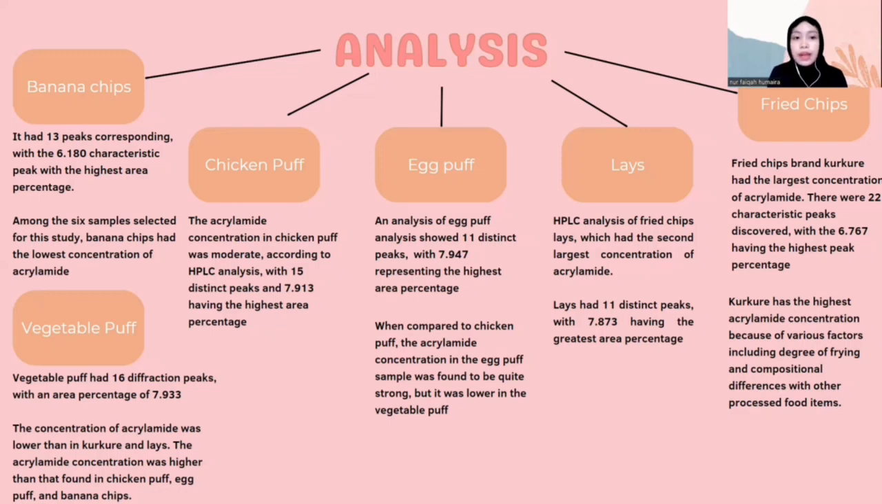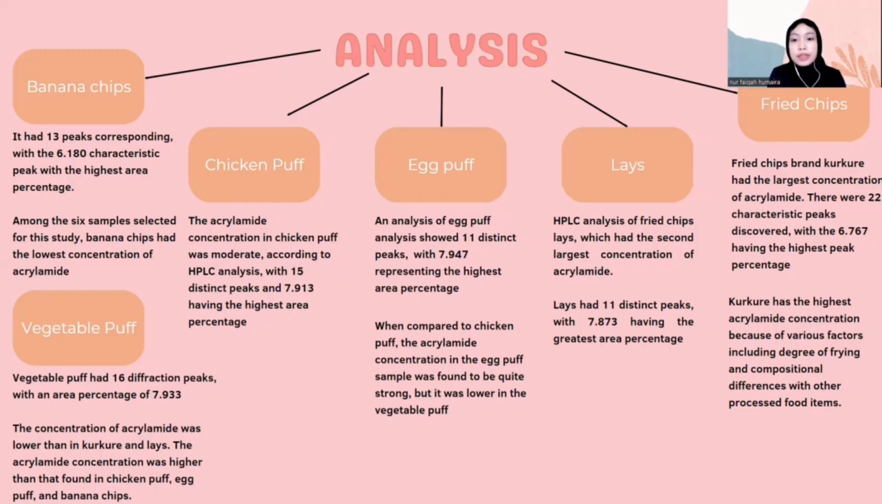Next, the acrylamide concentration in chicken puff was moderate, according to HPLC analysis, with 15 distinct peaks and 7.913 having the highest area percentage. For egg puff, the analysis showed 11 distinct peaks, with 7.947 representing the highest area percentage. When compared to chicken puff, the acrylamide concentration in the egg puff sample was found to be quite strong, but it was lower than in the vegetable puff.